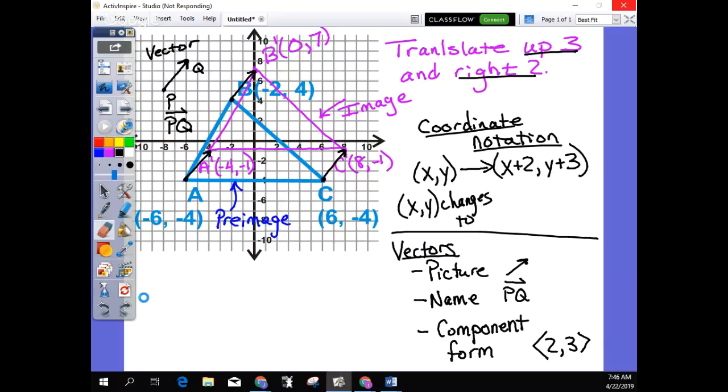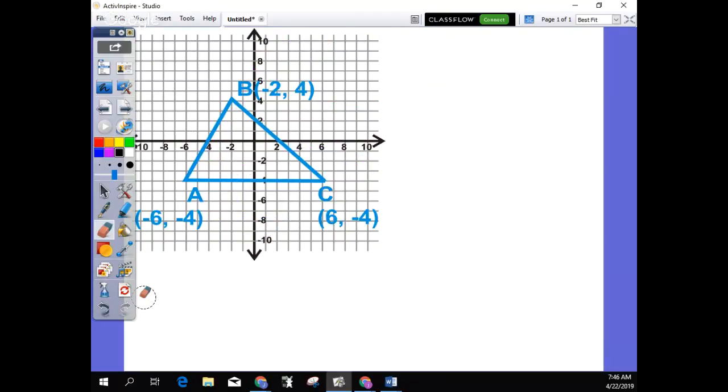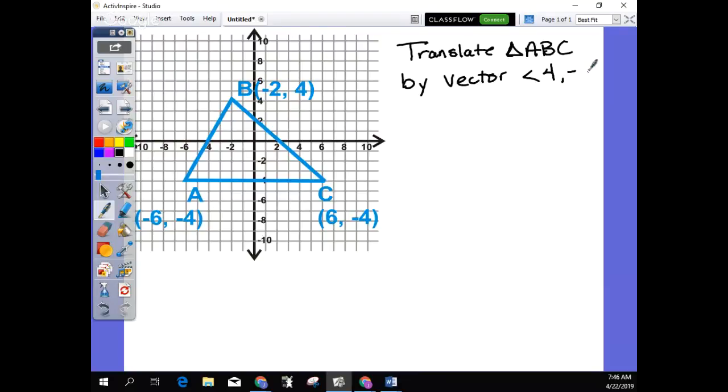We're going to interpret what it says. So we're waiting right now for it. There we go. Now it's ready. Okay. So we're going to translate triangle ABC by vector 4, -3. So I gave you the component form of the vector. I didn't give you the picture of the vector, and I didn't give you the name of the vector. We're just giving you the coordinates for the component form of the vector.